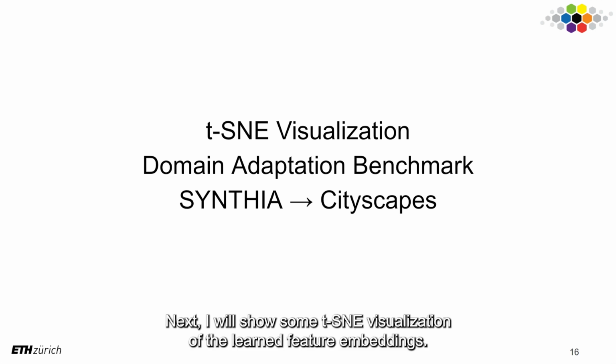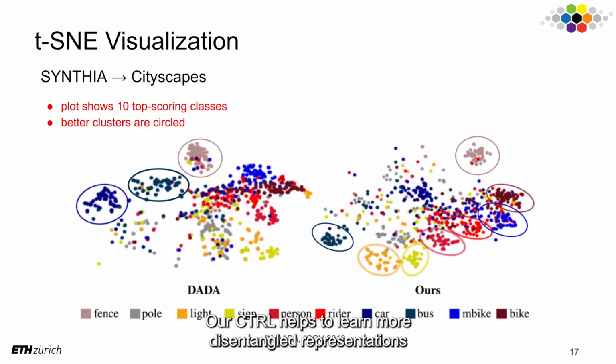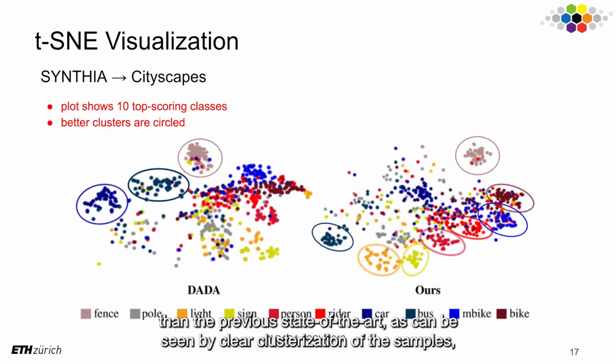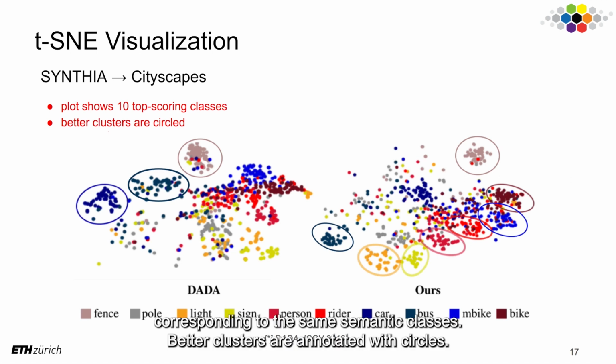Next, I will show some teasing visualization of the learned feature embedding. Our proposed CTRL helps to learn more disentangled representations than the previous state of the art, as can be seen by clear clusterization of the samples corresponding to the same semantic classes. Better clusters are annotated with circles.